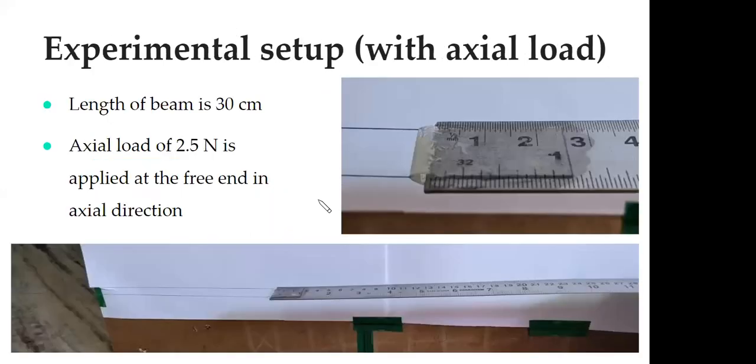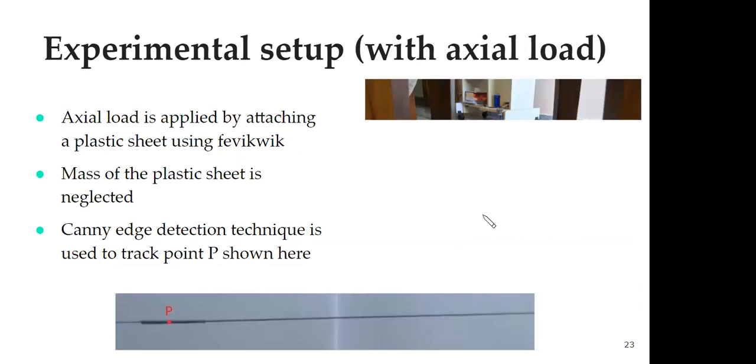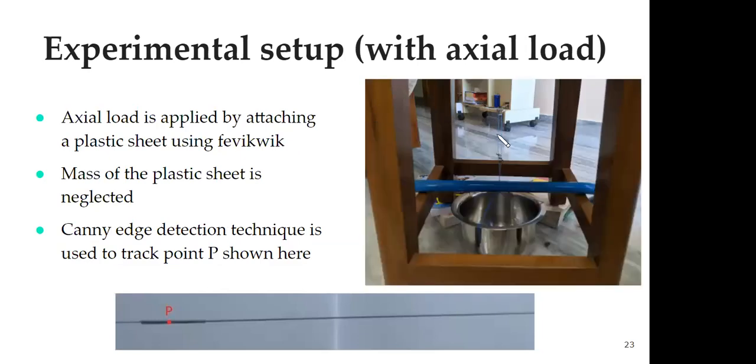Here, this is another experiment. This is an experiment with axial load. Here, as you can see, I attached a hook kind of structure to the cantilever beam, and I used a thread to apply the axial force. For this experiment, length of beam is kept 30 centimeters and axial load of 2.5 newtons is applied at the free end. Yeah, this is how the load is applied on the cantilever beam.